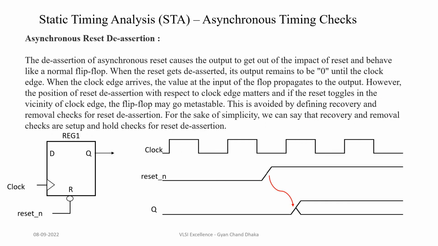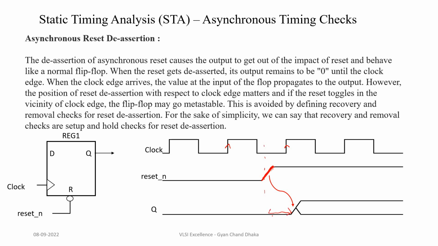So if you see here, our reset signal got de-asserted. It went from low to high at this point. So this was the rising edge here, and the next rising edge was here, and the reset de-assertion happens somewhere in between. So now when the reset de-assertion happens, our flip-flop output will not change here.